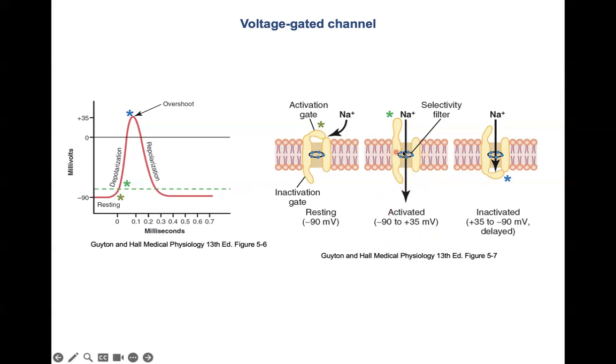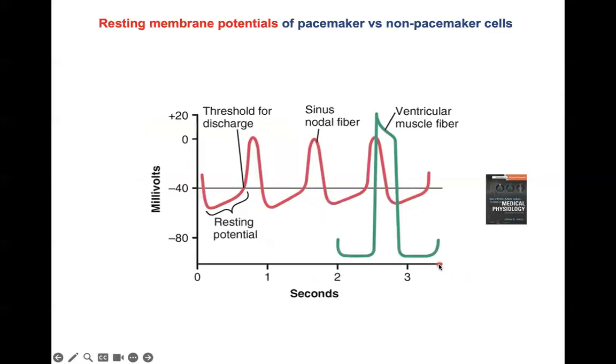Sodium has electrochemical forces driving it inwards, so sodium starts to go through this channel. The channel closes again at voltages between plus 35 to minus 90 millivolt. Within this range of membrane potential, the sodium channels close again. Again, this mode of operation is more or less the same for the different types of voltage-gated ion channels, only that they operate at different ranges of membrane potentials. Now let's start to deal slowly but surely with the different types of action potentials.